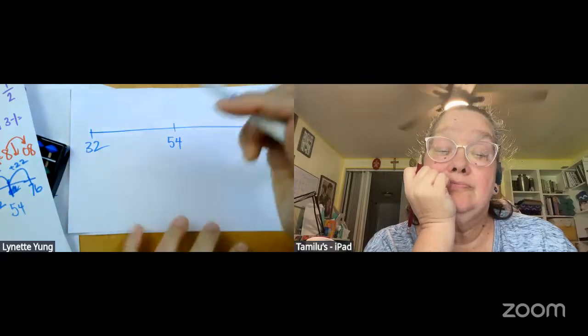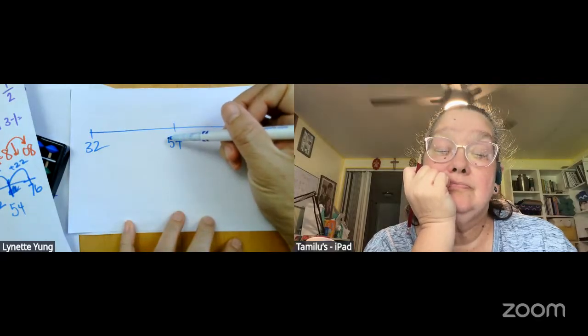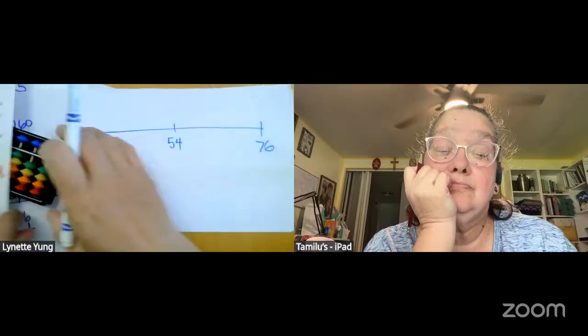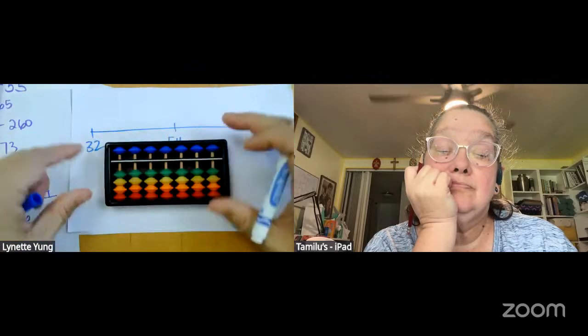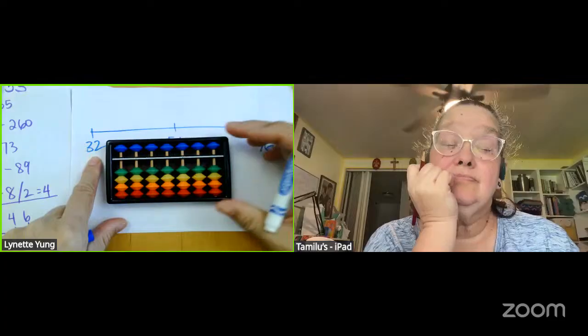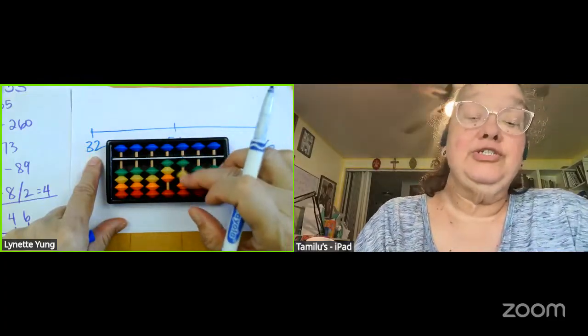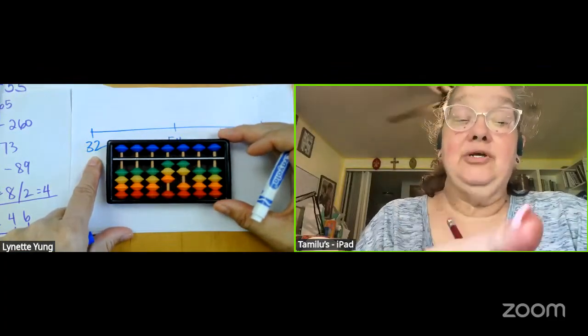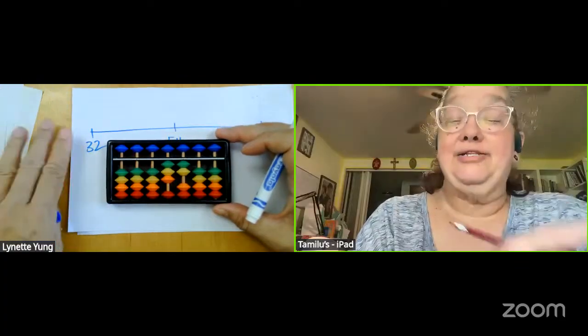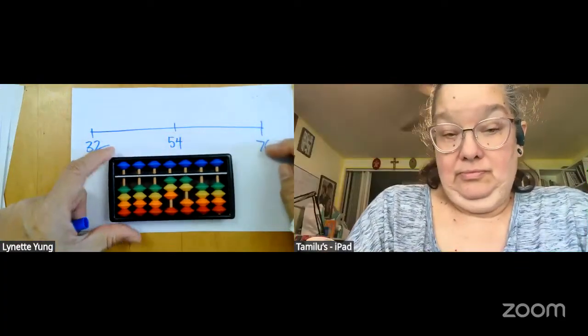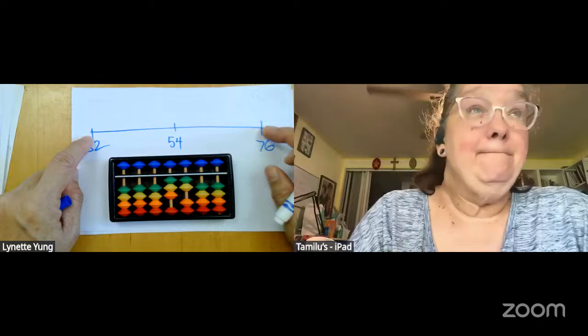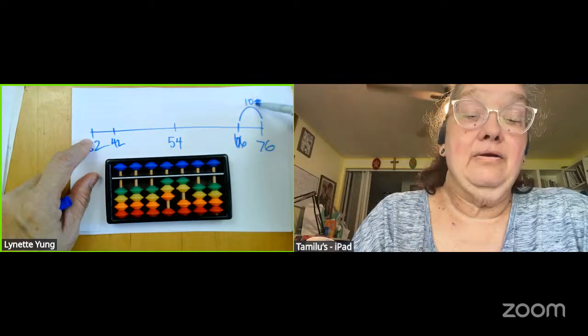So what if you went by tens, 32 and 76? She wants to see you work it out on the number line until you got to the middle, without knowing 54. Okay. So then this would be 42. This would be 66, because this is by tens, right? Well, we subtract.